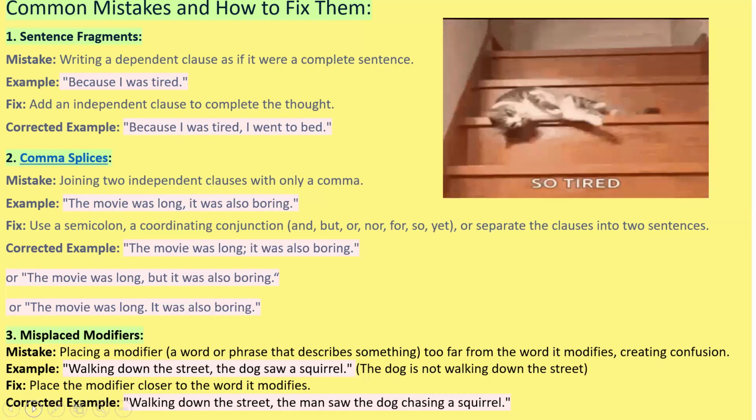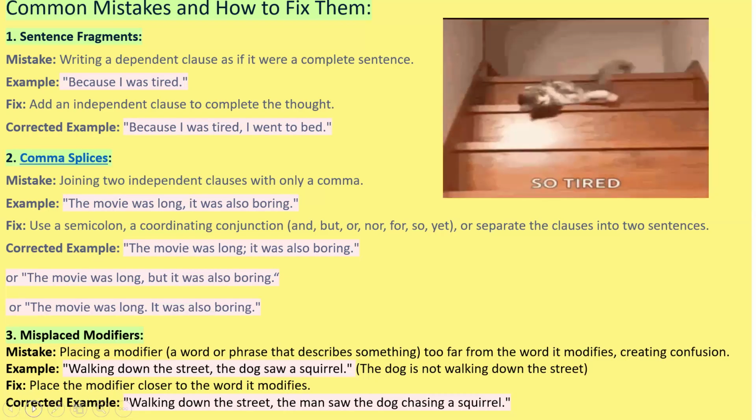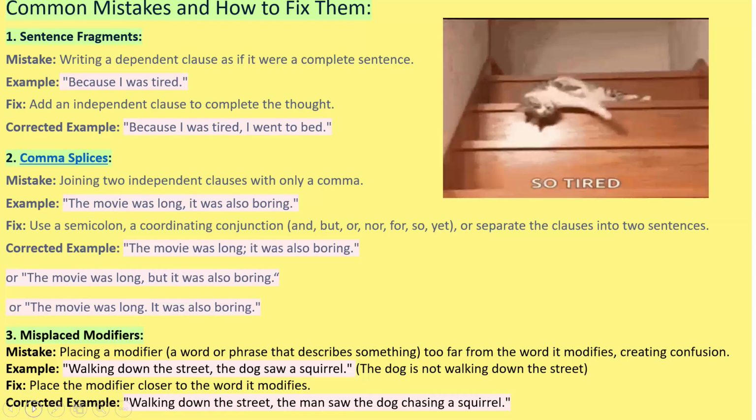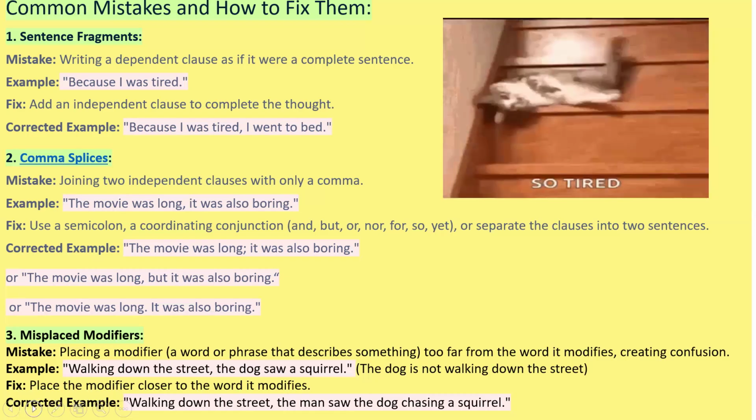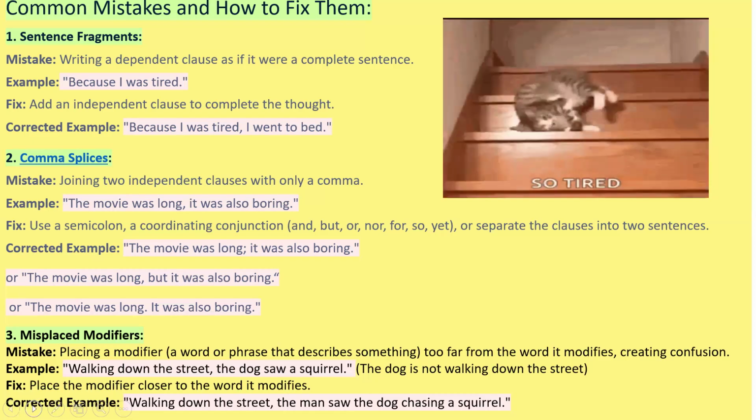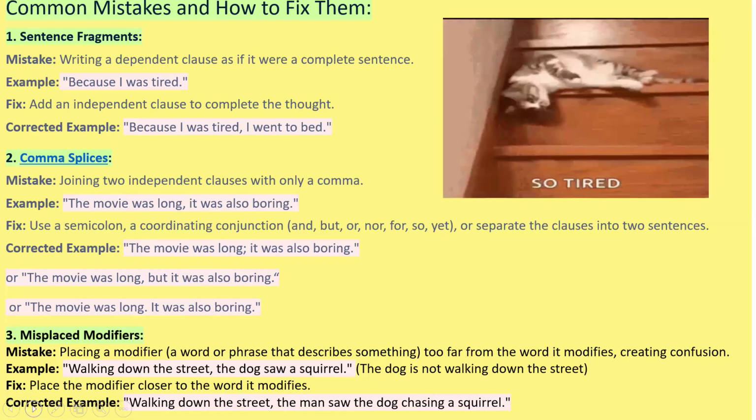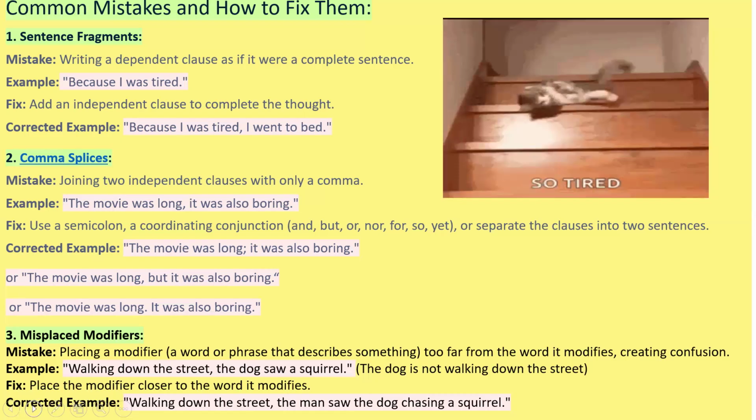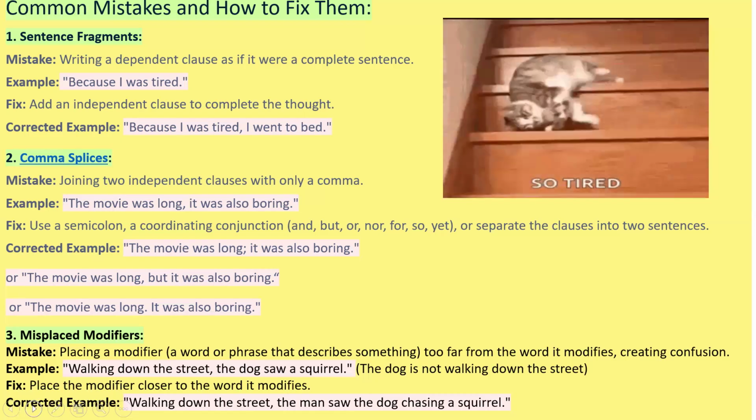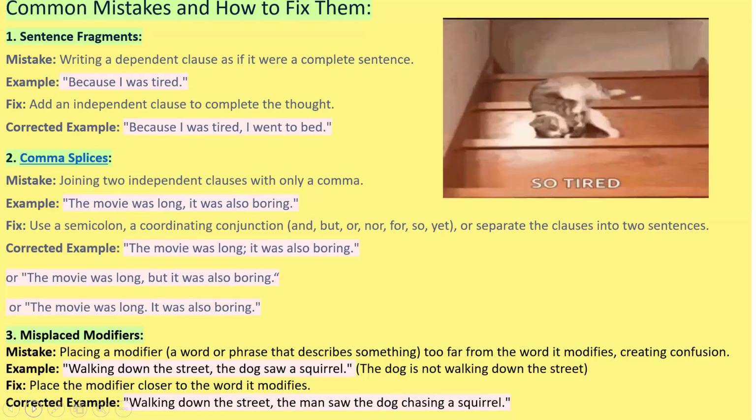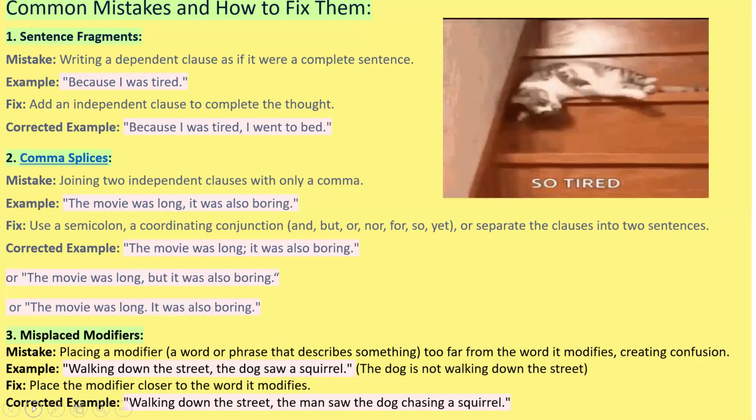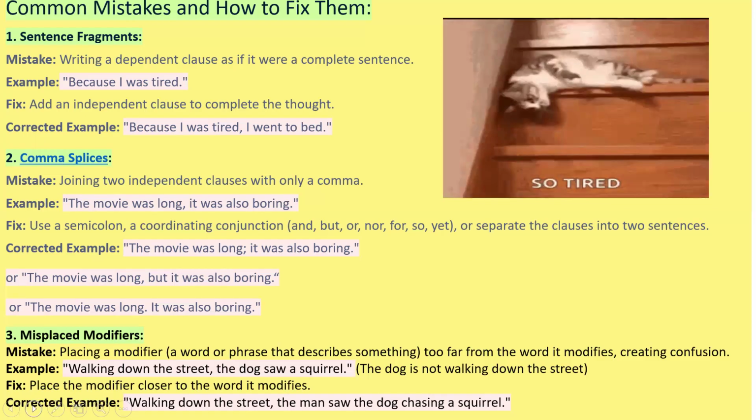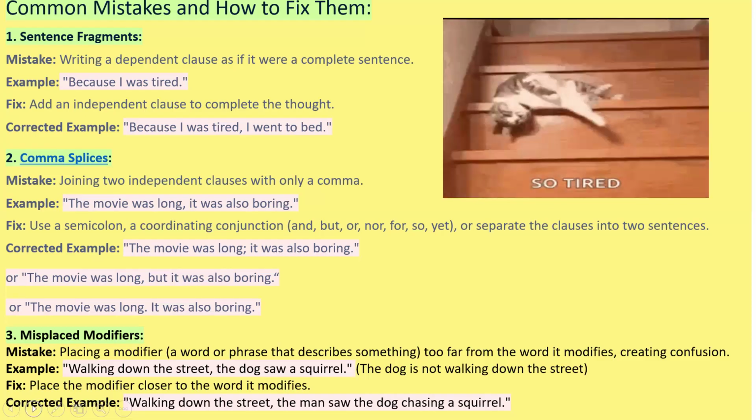Misplaced modifier. Sometimes we misplace a modifier. A modifier is a word or phrase that describes something but is placed too far from the word it modifies, so it creates confusion. Avoid misplaced modifiers. Walking down the street, the dog saw a squirrel. The dog is not walking down the street. So fix it by placing the modifier close to the word it modifies: walking down the street, the man saw the dog chasing a squirrel. So this sentence becomes clear and complete.